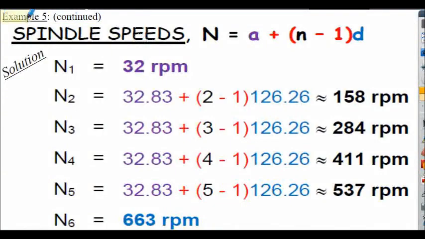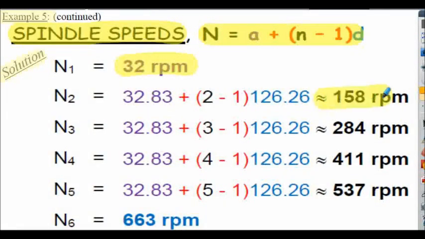In example 5, solution continued, there's a slide again showing the calculations for spindle speeds using the AP formula. Again, all 6 speeds have been rounded to the nearest RPM.